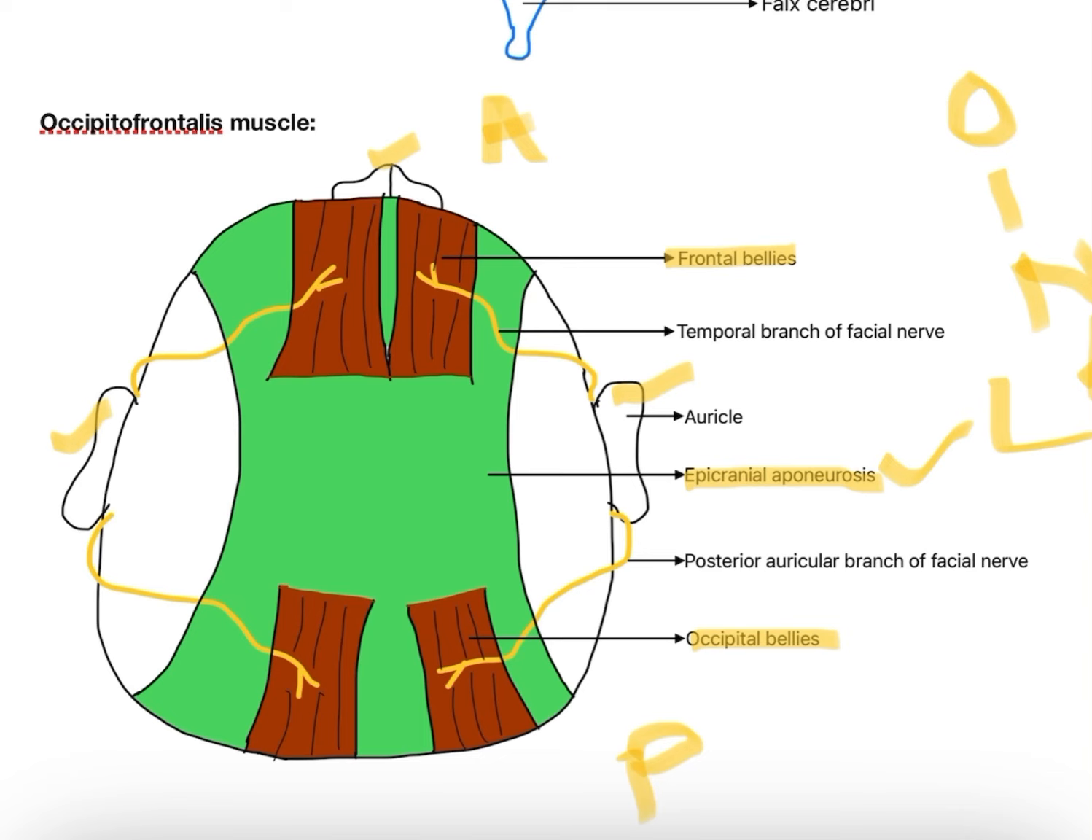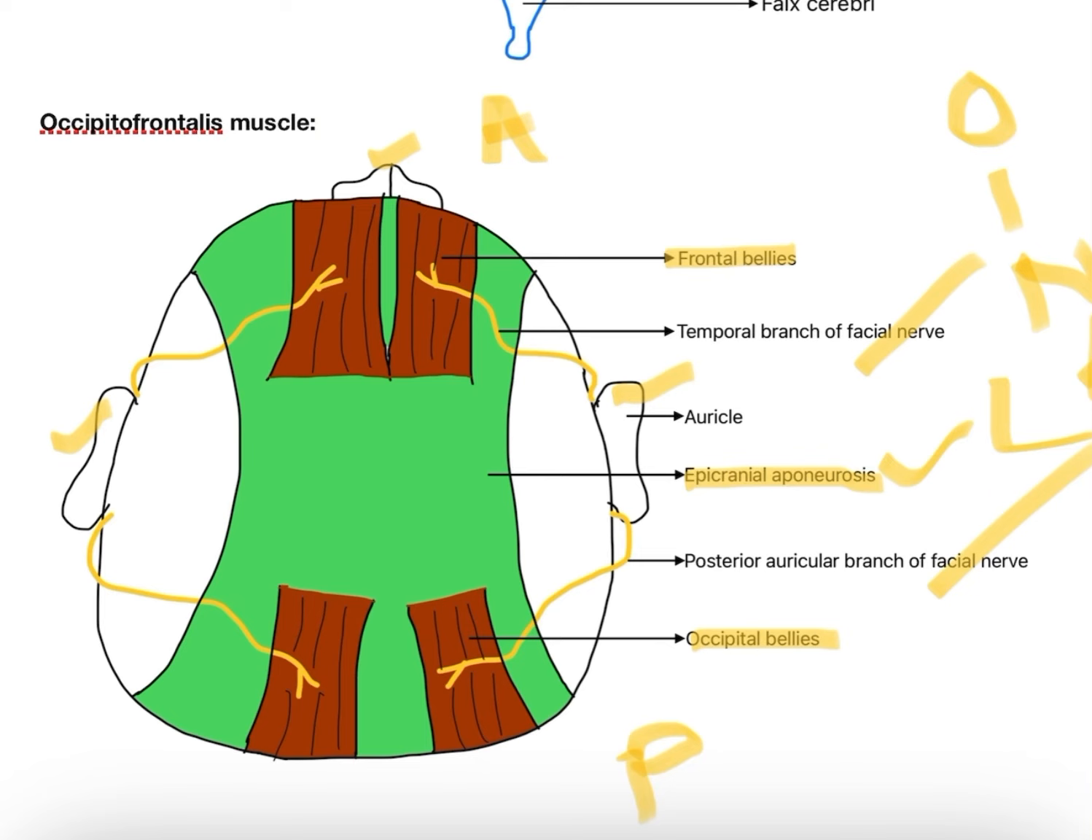Let's think of the nerve supply. As we can see in the diagram, the frontal bellies are supplied by the temporal branch of the facial nerve. When we think of the occipital bellies, those are supplied by the posterior auricular branch of the facial nerve.